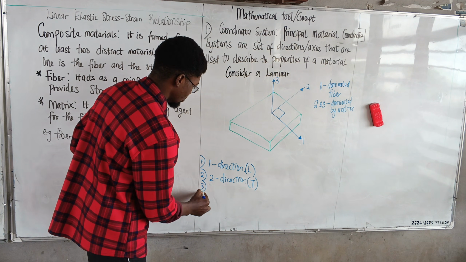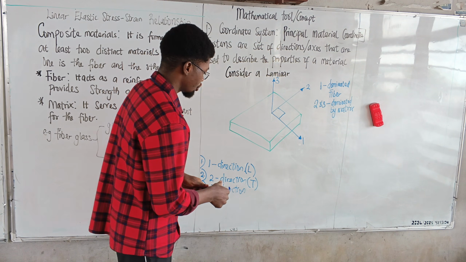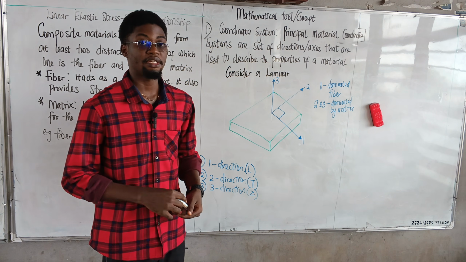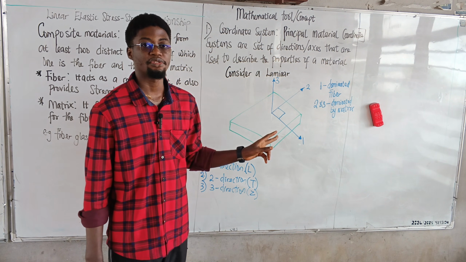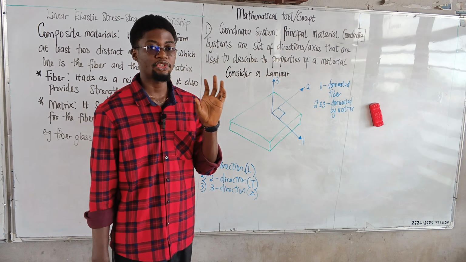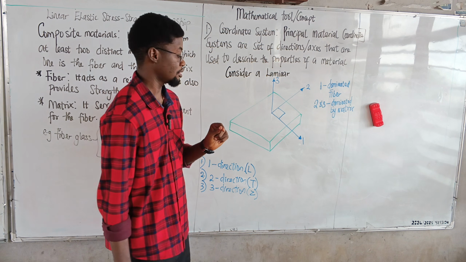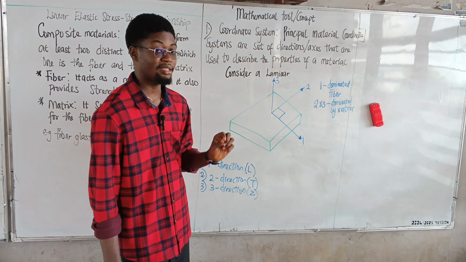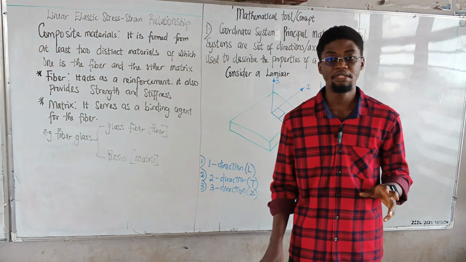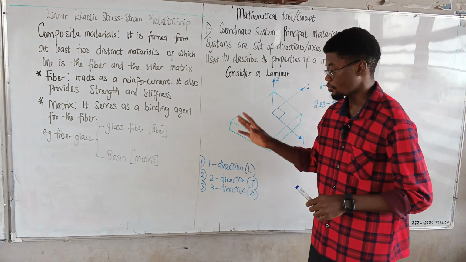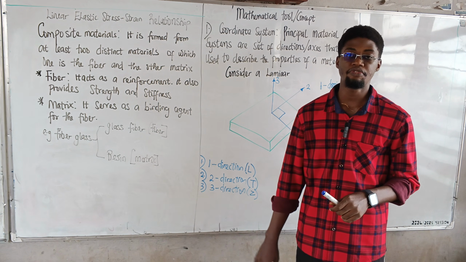Now the last one is the 3 direction, which is what you are seeing here. The 3 direction is denoted as Z. We use Z to remember what it means. The 3 direction is the thickness direction. Anytime you are referring to the thickness or height in a material, it is the 3 direction. In every calculation we are doing in this topic, we are going to make reference to these 3 directions. All the calculations are done on these 3 directions.